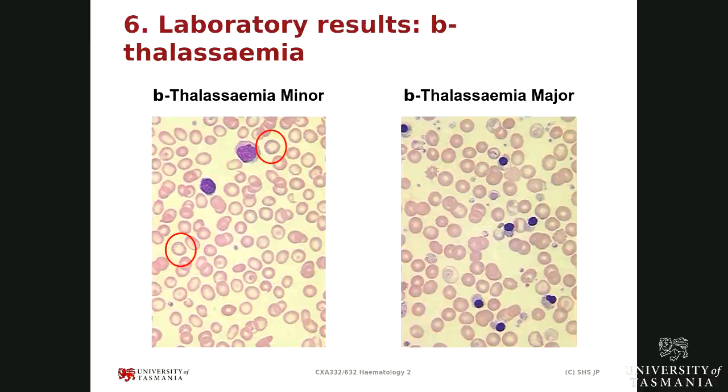And so this is thalassemia minor here, and I've just circled these two cells because they've got a tiny bit of basophilic stippling in the hemoglobin that you see in them, and then that's thalassemia major with lots and lots of red cells there.